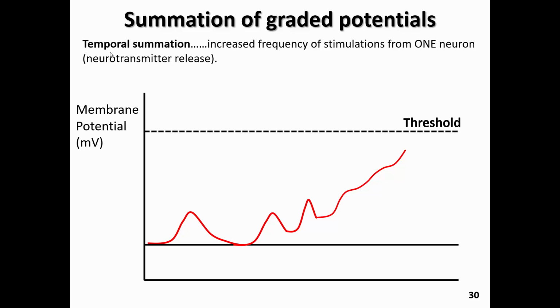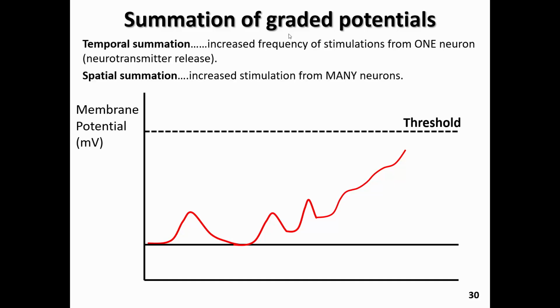Temporal, referring to time, results in the movement towards the threshold as a result of an increased frequency of stimulations from one preceding neuron onto this red neuron that we have at the bottom. And with the preceding neuron being activated faster and faster, that will result in a faster and faster activation of this red neuron.